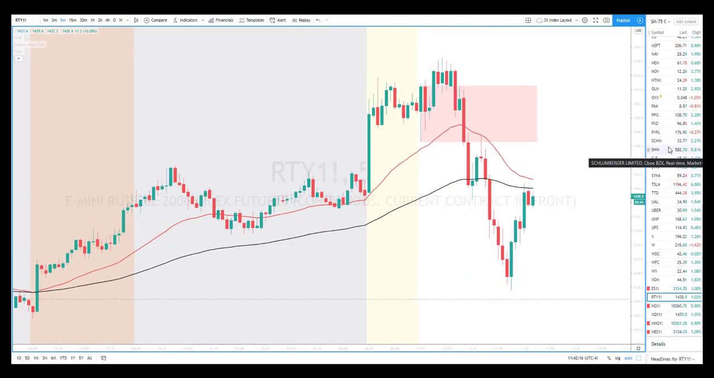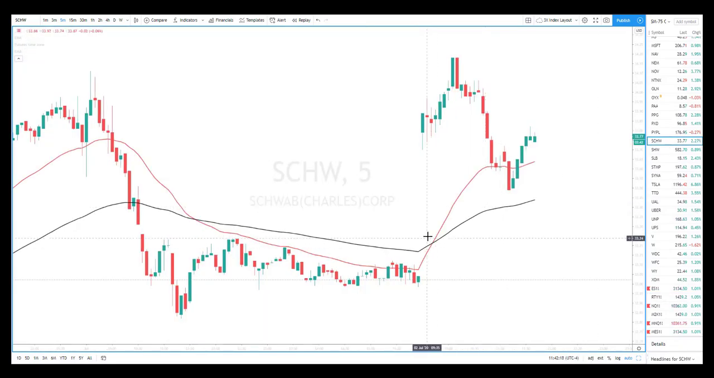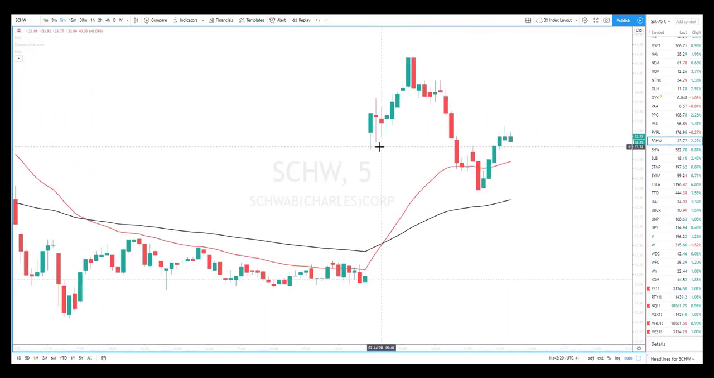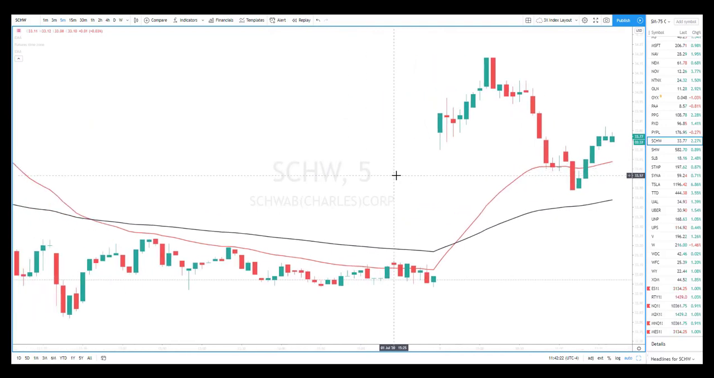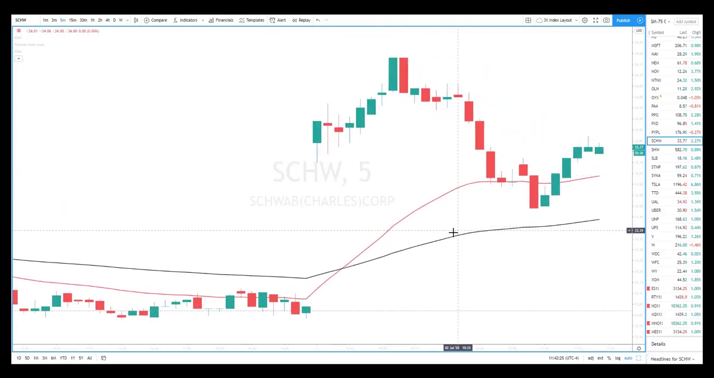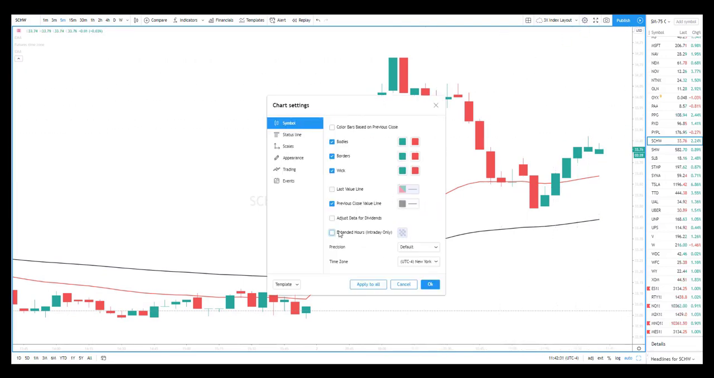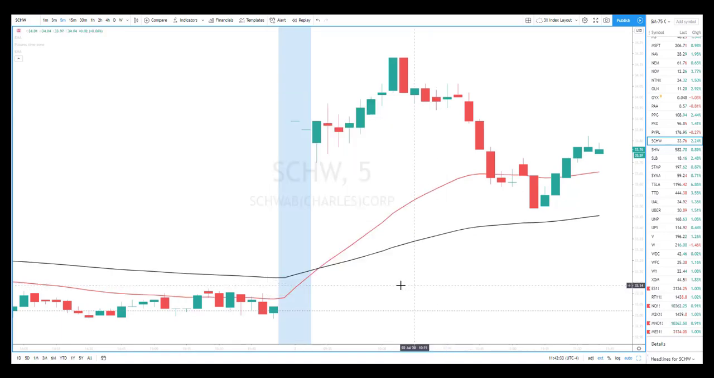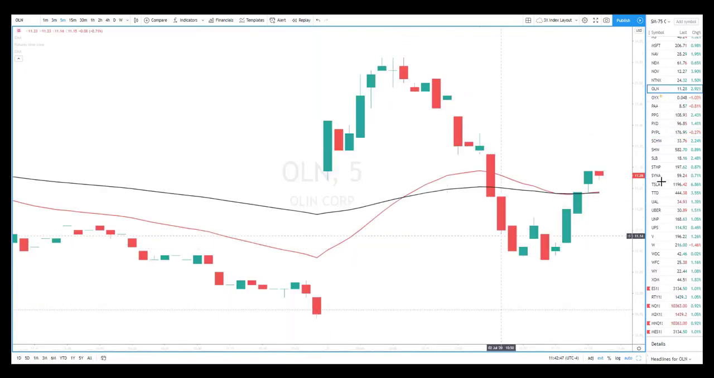Let's go and look at some equity products here. So here's Schwab, Charles Schwab, and we've got the open range. We need to turn on the overnight trading session, extended hours. And so here's the 5-minute open range. I don't see a trade opportunity from it. It broke out of the open range and then it fell right back in. All right, so we'll go find another product.